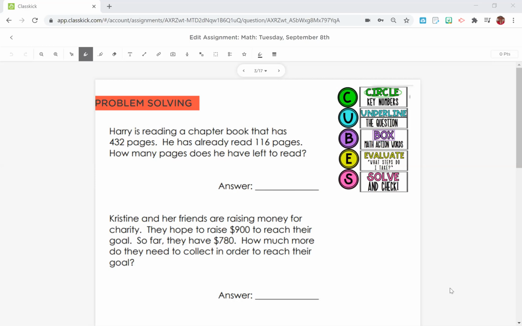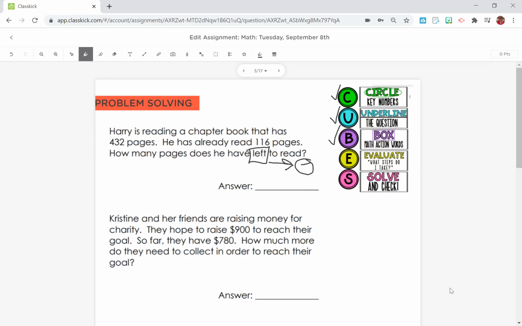Now before we begin, I would first like you to circle the key numbers. Second, I would like you to underline the question. Circle, underline. Now our math action word right here is left, and that math action word means to subtract. The final two steps are to evaluate and solve.